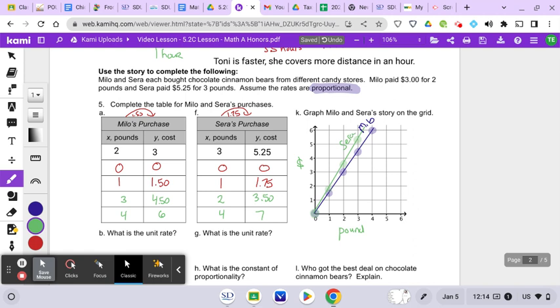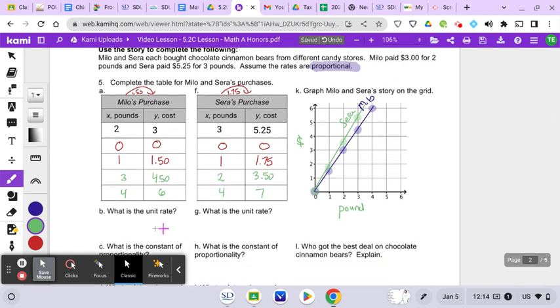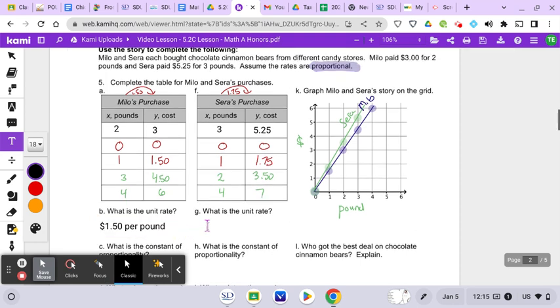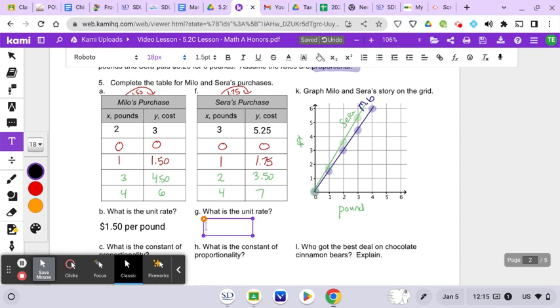Sarah's. Okay, unit rate. Remember, that's how much for 1 pound. So here it's $1.50 per pound. Rates need to be labeled. And over here, she is paying $1.75 per pound.